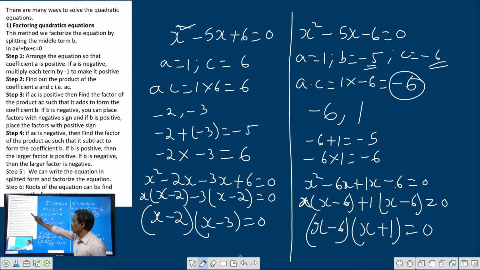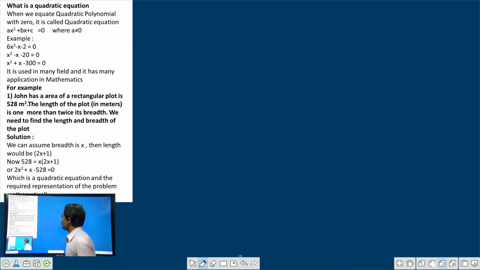The first one is, if a is negative, multiply the given quadratic equation by minus 1 so that you get a plus 1. A quadratic equation is the same thing as the given quadratic polynomial. In a quadratic polynomial we call them zeros; in a quadratic equation we call them roots. Where a is not equal to 0, ax square plus bx plus c. What is a here? 6, b is minus 1, c is minus 2. Here a is 1, b is minus 1, c is minus 20. Here a is 1, b is 1, c is minus 3.